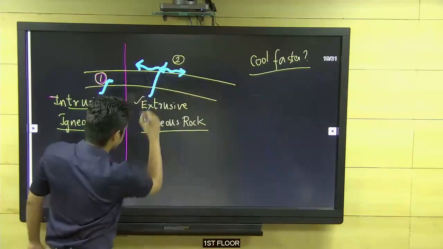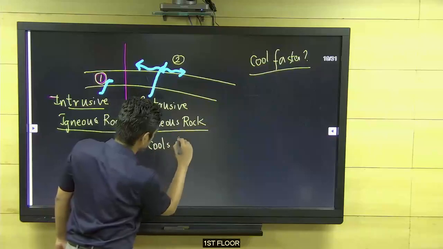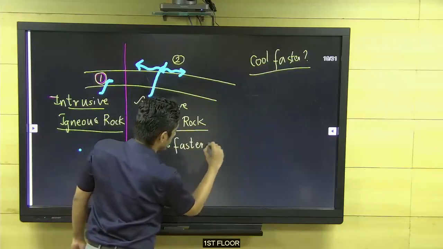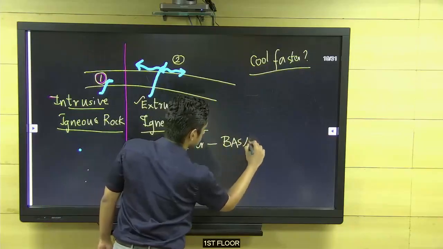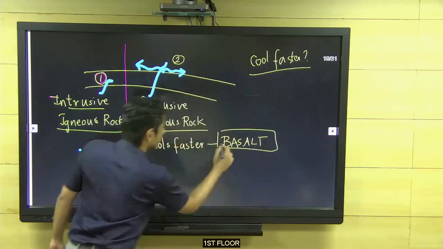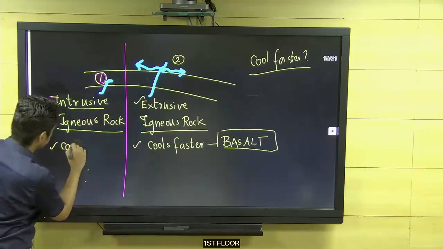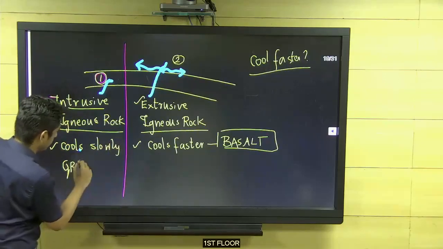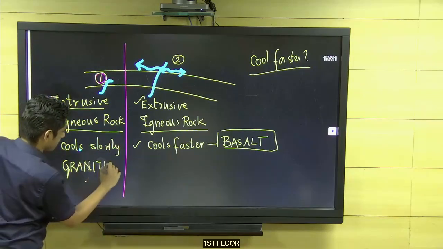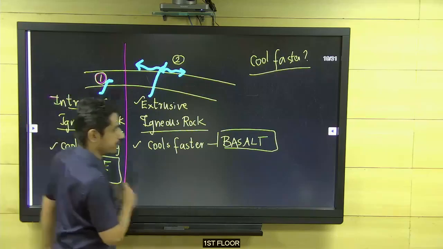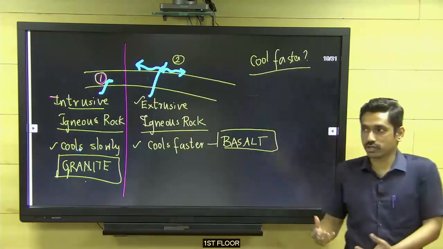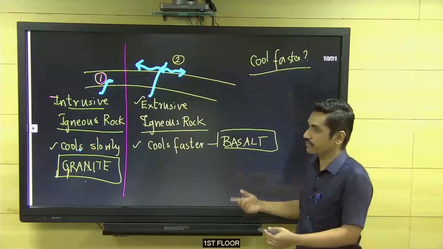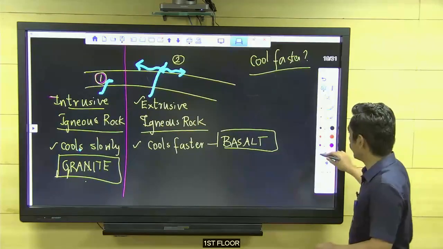Listen. So extrusive igneous rock, which cools faster, will form basalt. Okay. This intrusive igneous rock, which cools slowly, will be granite. Okay. So your compositional difference, whether you form basalt or whether you form granite, is basically on where exactly the rock is formed.